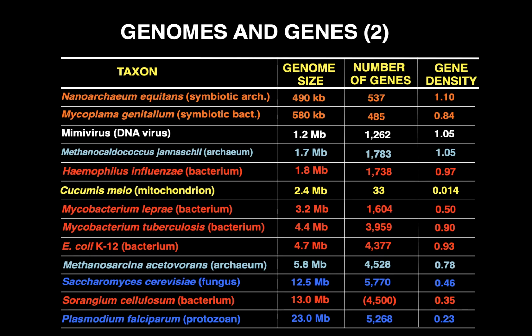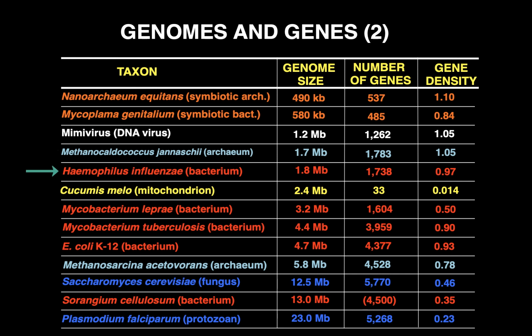So moving up further, this is the second part of this. You can see there are some symbiotic organisms with larger genomes, 500,000 base pairs, and then into an archaea with a 1.7 megabase, million base pair genome. So these are free living organisms, and the cutoff for free living organisms is right around 1 million base pairs. And that has almost 1,800 genes, and a gene density of 1.05 genes per kilobase.